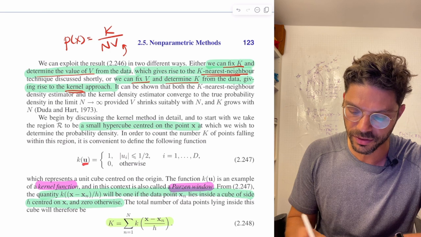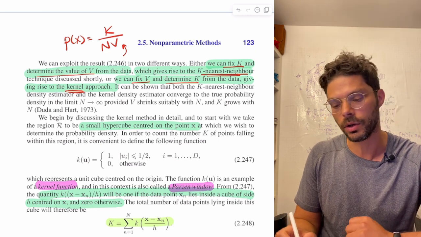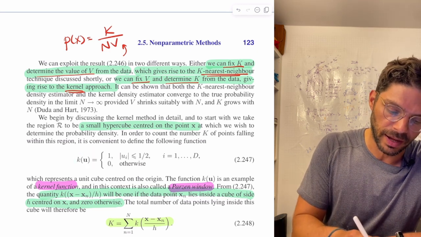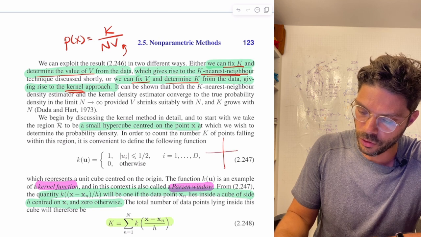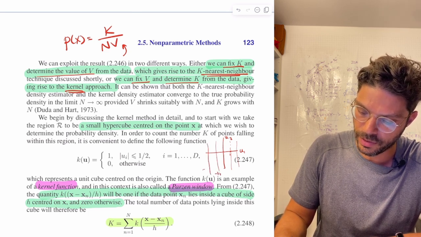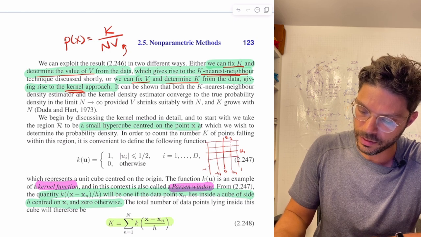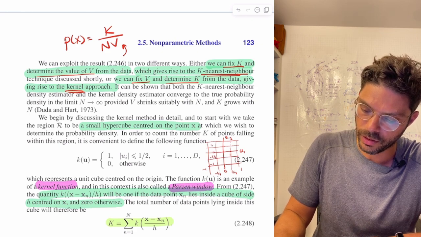So what is this function? Let's have a look at it. U is going to have D coordinates, and K(U) is going to be 1 if the absolute value of all of those coordinates is less than 1/2. Let's just draw out what it does, in 2 dimensions. So this is U1, U2, our grid points: minus 1, minus 1/2, 0, 1/2, 1.